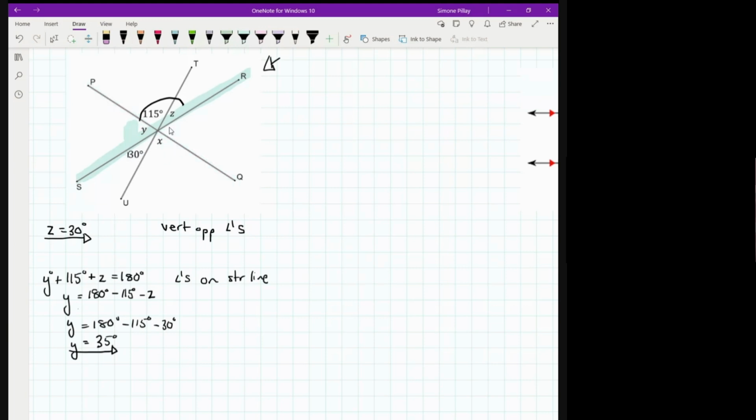Okay. But there is an X, and let me show you where. My X is here and here. So x is equal to 150, 100%. What's my reason? Vertically opposite angles are equal. 100%.